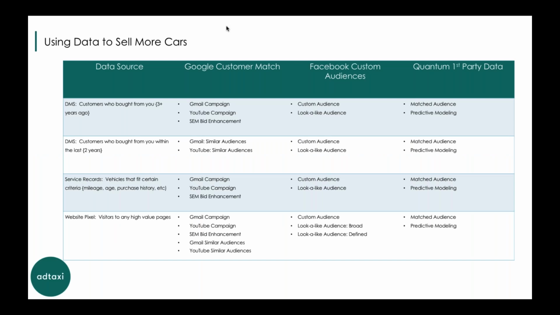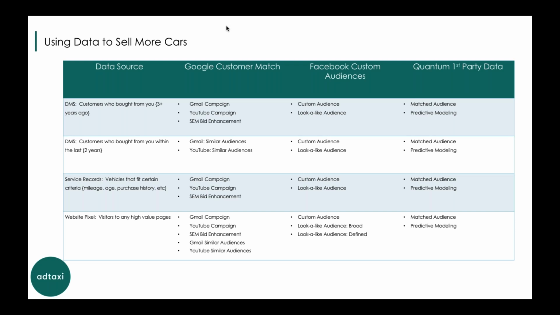In this case, this is a car-specific one, but I love this, using data to sell more cars, because this essentially talks about what can be done with each of these products. So in the sense of customers who bought from you, let's say that those people are going to be in your CRM currently. So they're in there, but are they current? Questionable. So what you can pull from them and what you can run by them to effectively continue to get them as a customer would be a Gmail campaign, a YouTube campaign, an SEM bid enhancement, so that you know those people have that value.